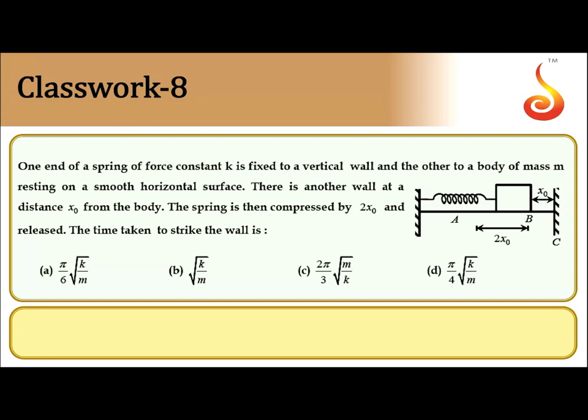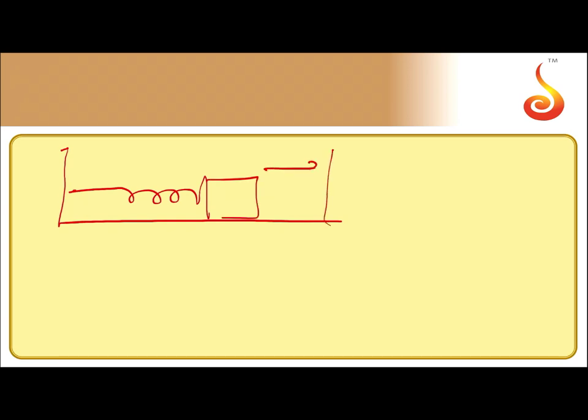Okay. So we can show the construction like this. This distance is x naught and this is compressed by a distance 2x naught and released, right? So this is position A, this is position B, and this is position C, we'll call. Now the time taken is equal to time taken to travel from A to B plus time taken to travel from B to C. That's right? Yes.